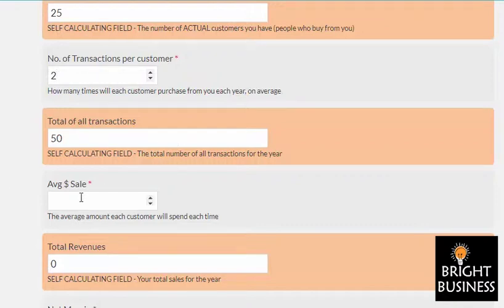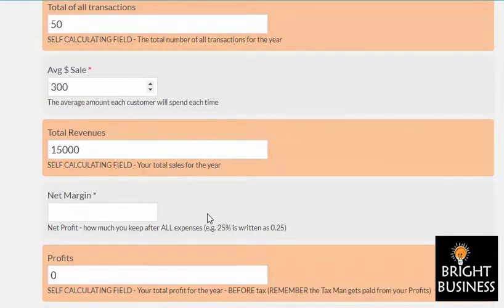And the average dollar sale, you can calculate this from your invoices as well. So divide the number of customers into all the total sales, and it will give you an average dollar sale. So let's call this one $300. Now our total revenues are $15,000.